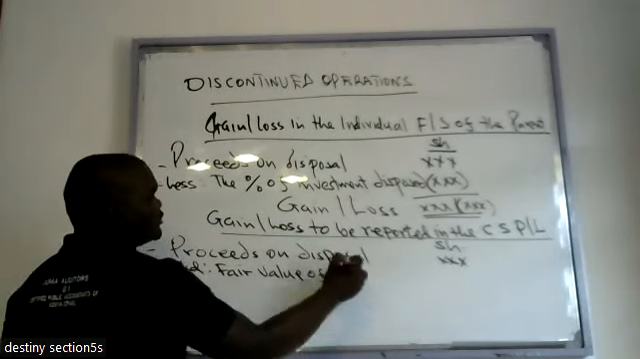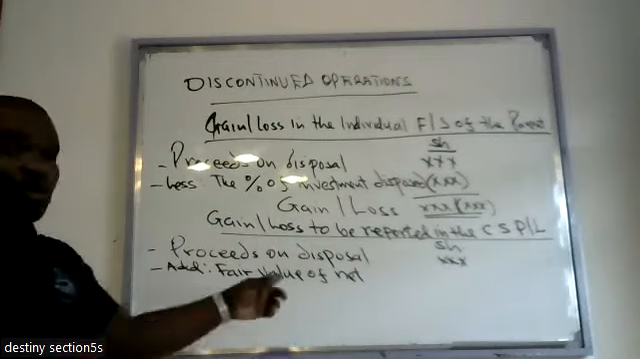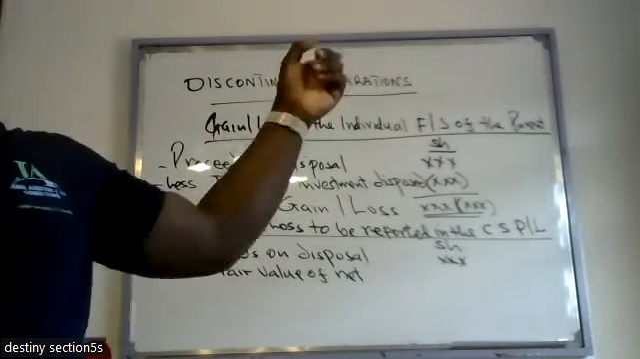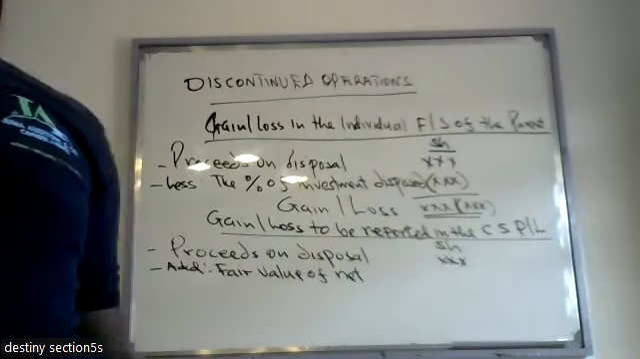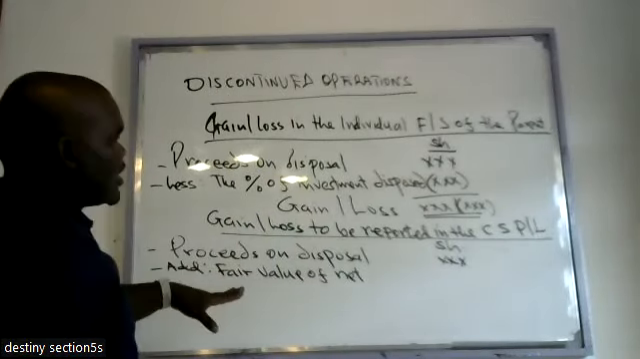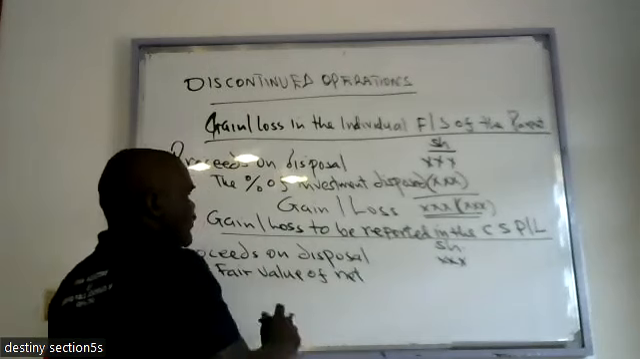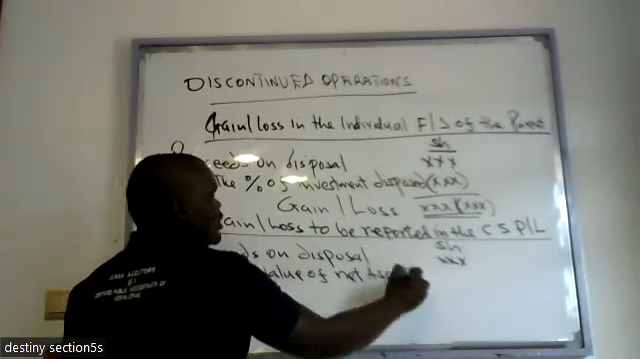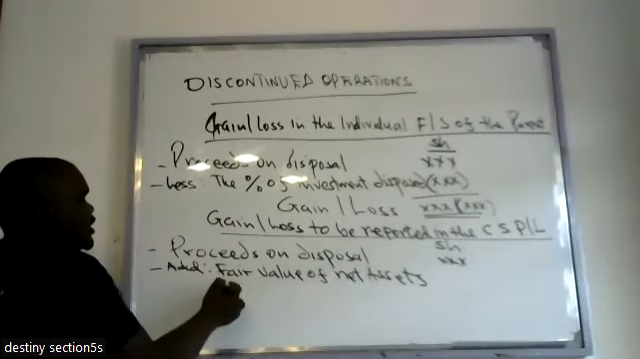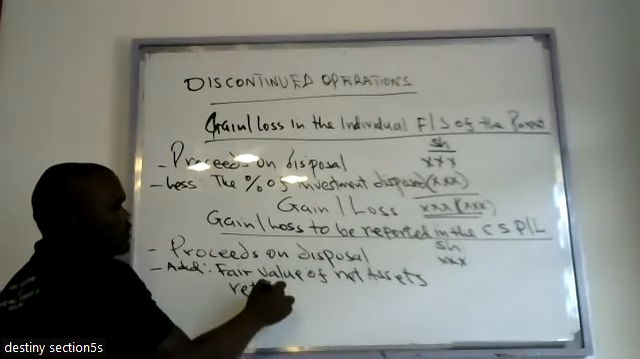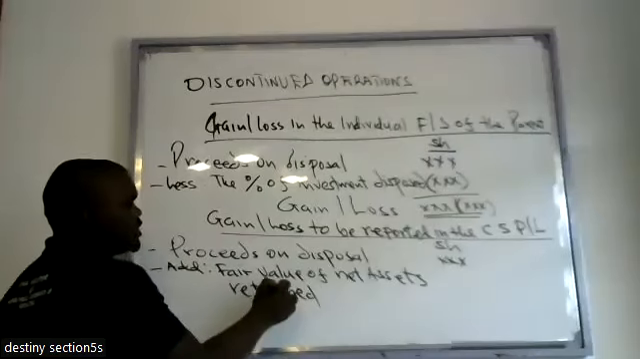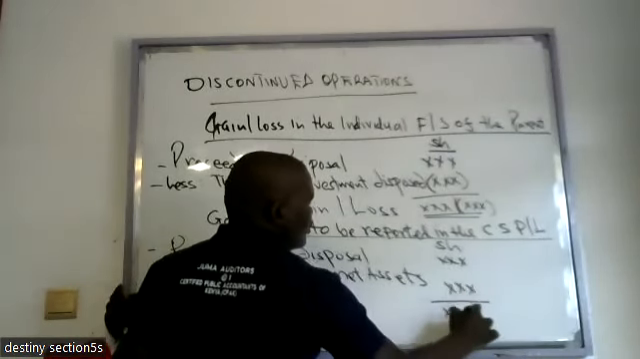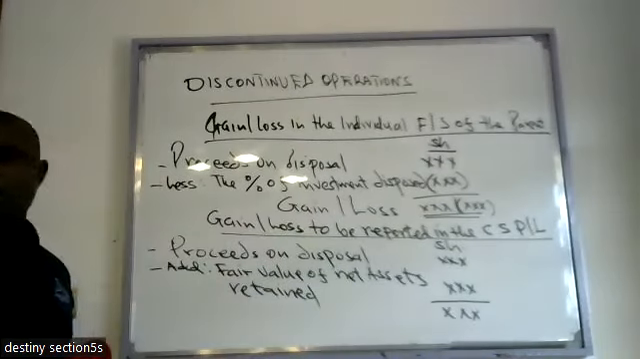of net assets. I don't think here will be enough, so just allow me to delete it. But you can write this one as I take it up there. So fair value of net assets retained. Net assets retained. So I will pick from down there.